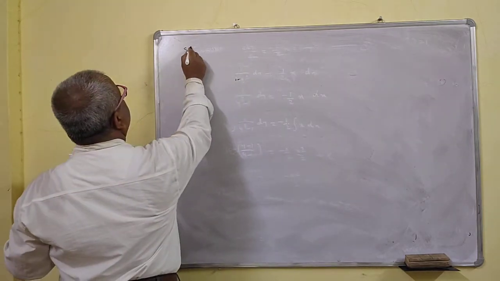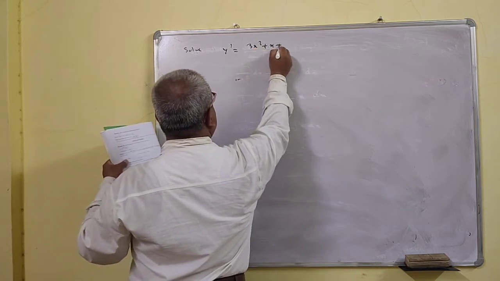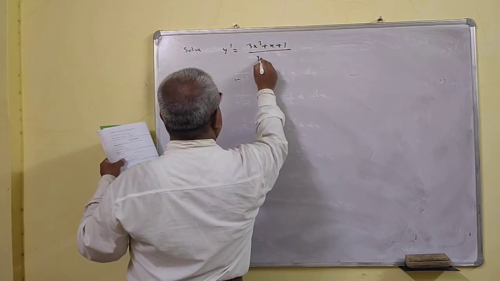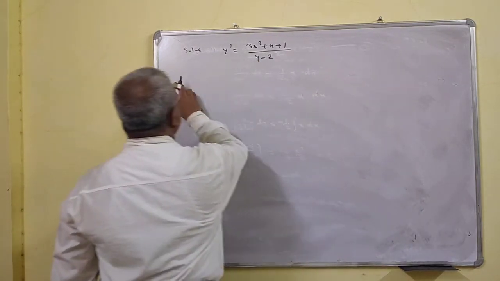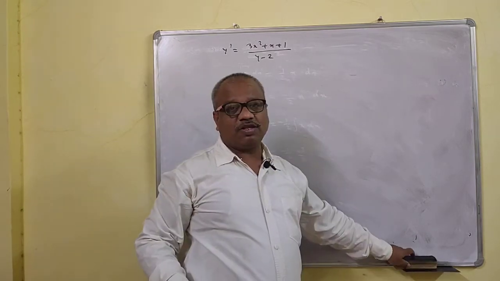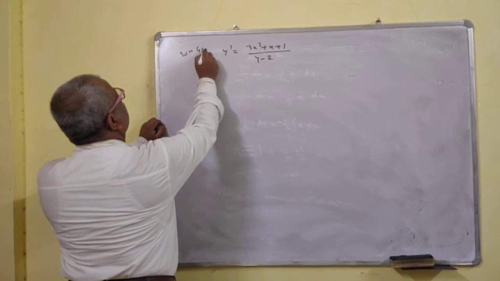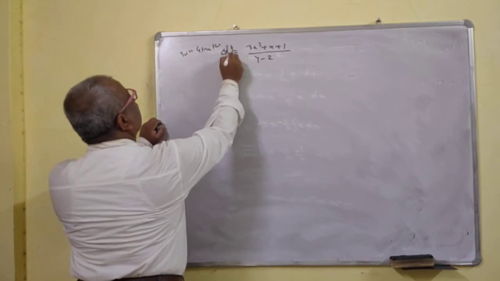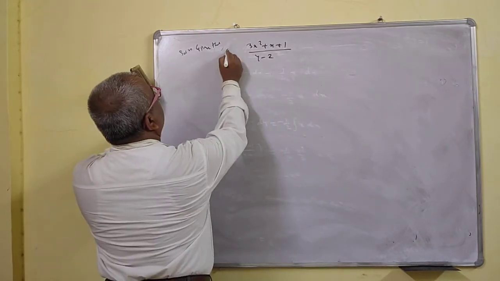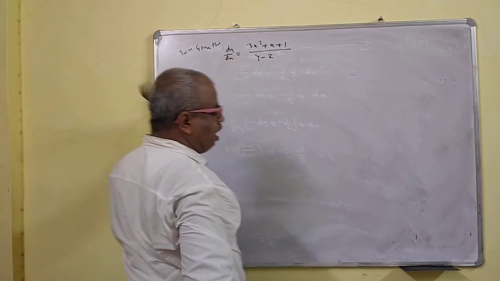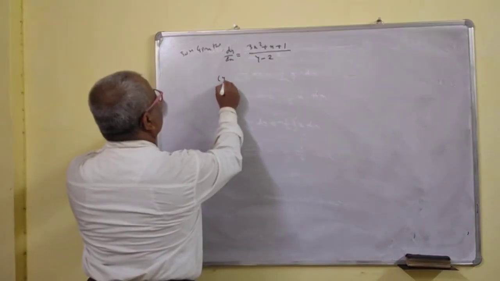Okay, solve. y prime is equal to 3x square plus x plus 1 upon y minus 2. See, it is very simple. It looks complicated, but see, the numerator is a function of x only, the denominator is a function of y only. Solution. Given that, instead of y prime I will write dy by dx, because I have identified that it is a variable separable form. Just we will shift y minus 2 to this side.